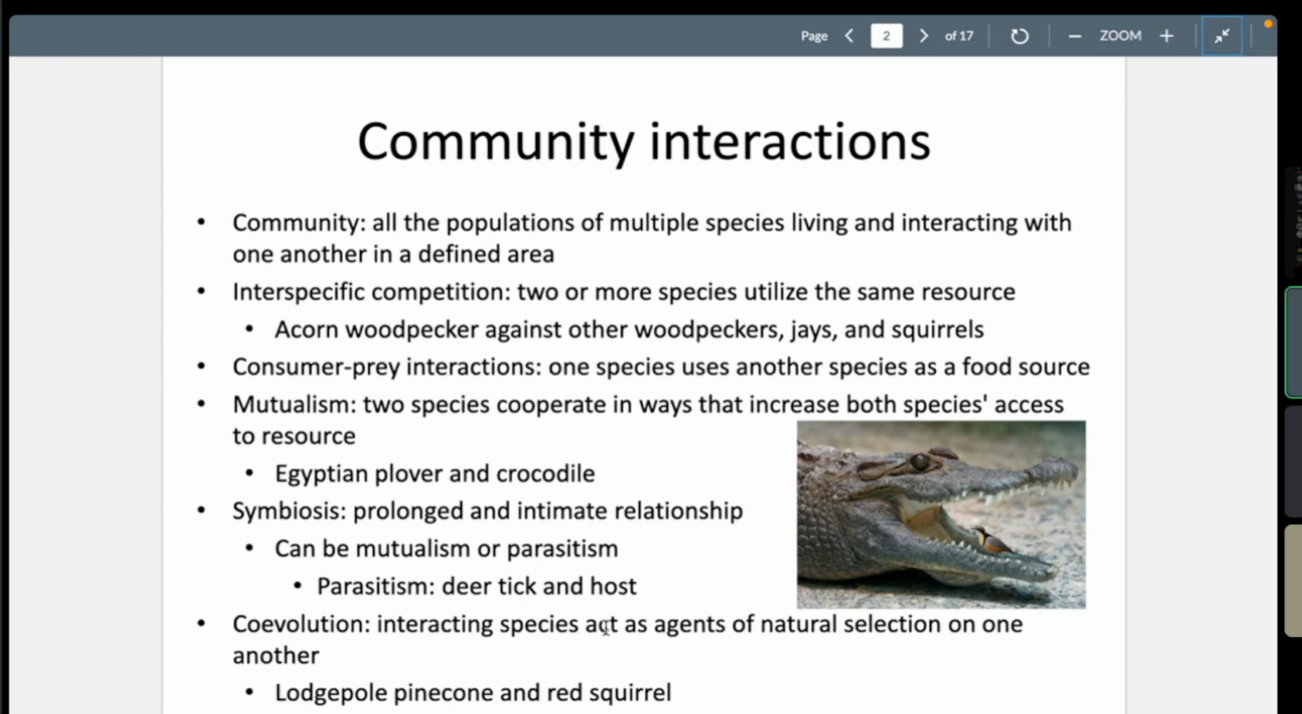Coevolution. Interacting species act as agents of natural selection on one another. So the lodgepole pine cone and red squirrel is an example.